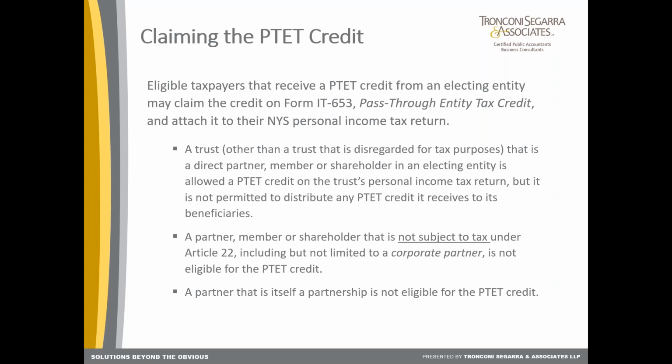A couple notes here: a trust that is a direct partner, member, or shareholder of an electing entity is allowed a PTE credit on the trust tax return, but it is not permitted to distribute any PTE credit it receives to its beneficiaries.